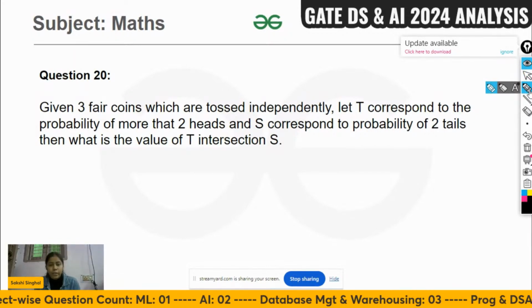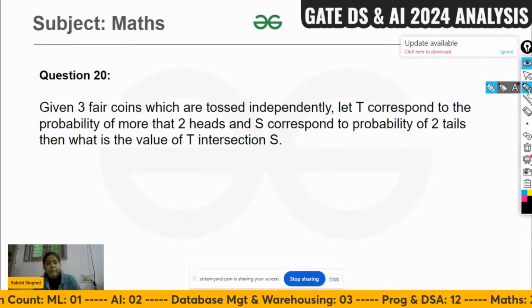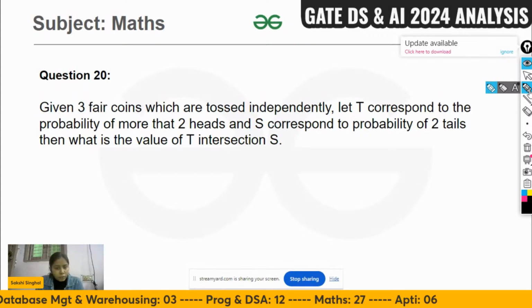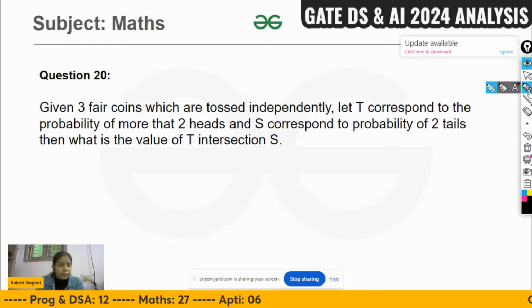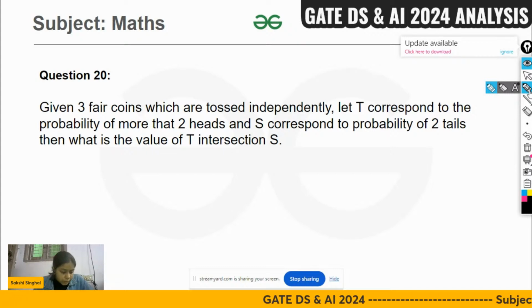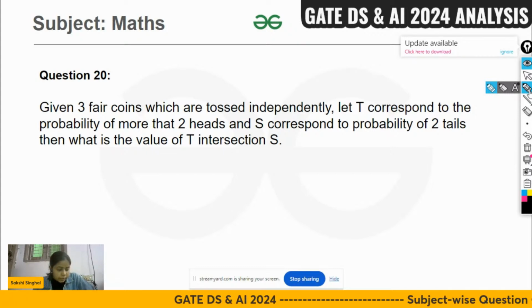Given three fair coins which are tossed independently, let T correspond to the probability of more than two heads and S correspond to the probability of two tails. Then what would be the probability of T intersection S?